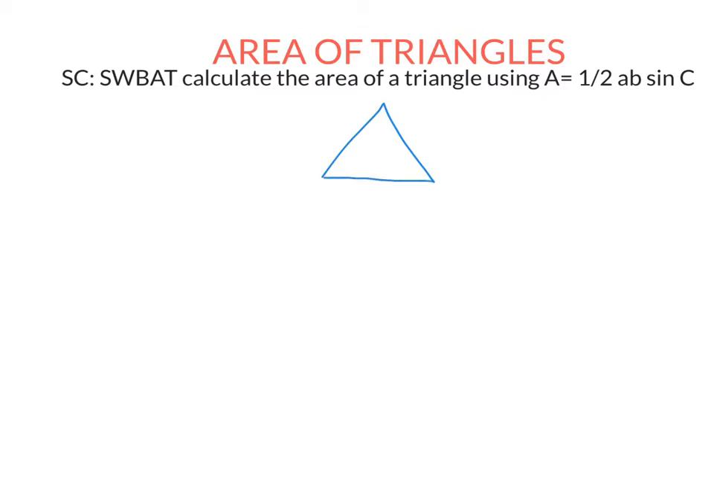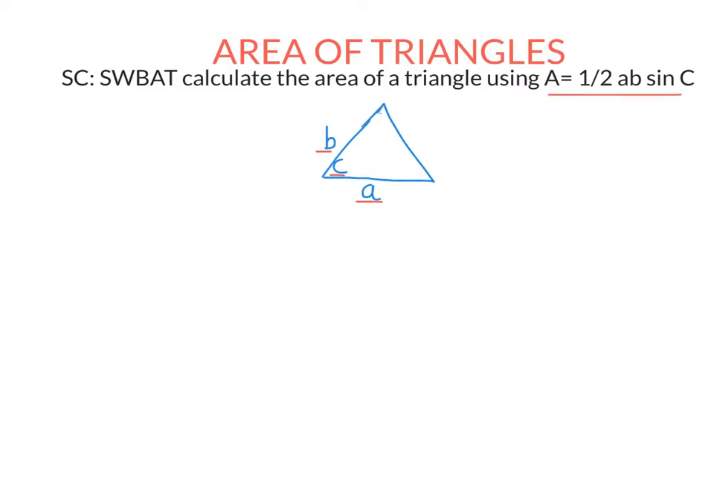So I'm just going to label the sides. Let's call this side C, B, and A. So remember, angle A is opposite side A, angle B opposite side B, and angle C opposite side C. So what we can do, if we know two sides and the angle between, we can calculate its area using this formula here, half AB sine C.